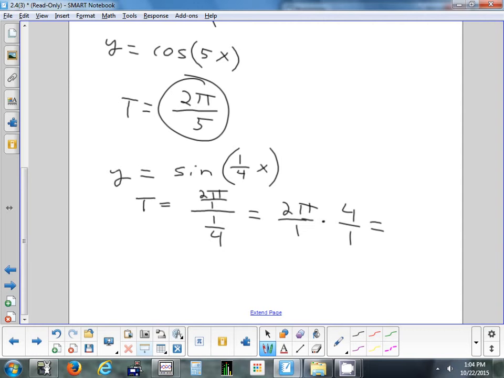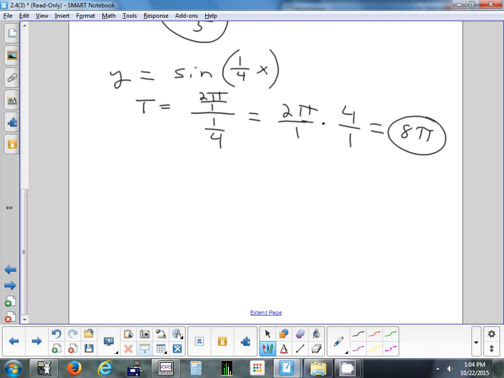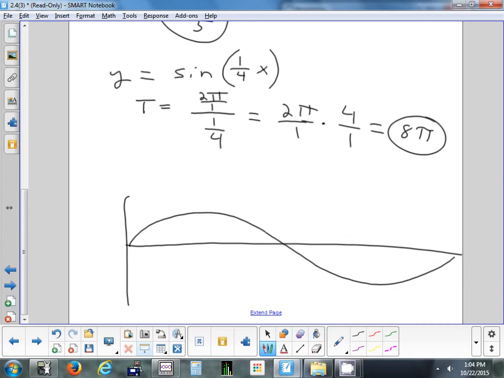8 pi. Is 8 pi bigger than 2 pi? Yeah. And it should be. Okay, we have a number between 0 and 1. That's going to stretch it out quite a bit. So if you were to graph something like that, it might look like that. It's very stretched out. Okay, any questions on finding the period of a function?